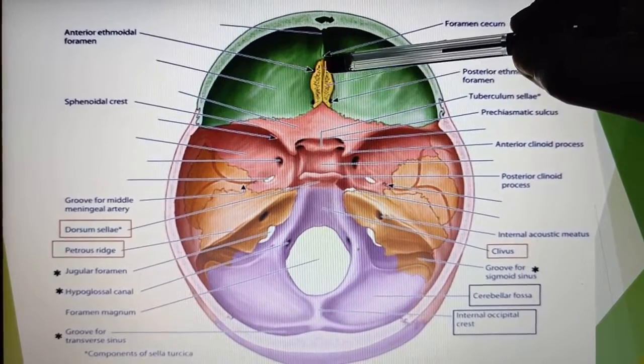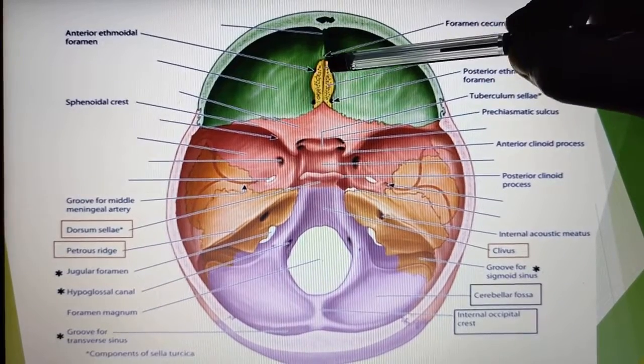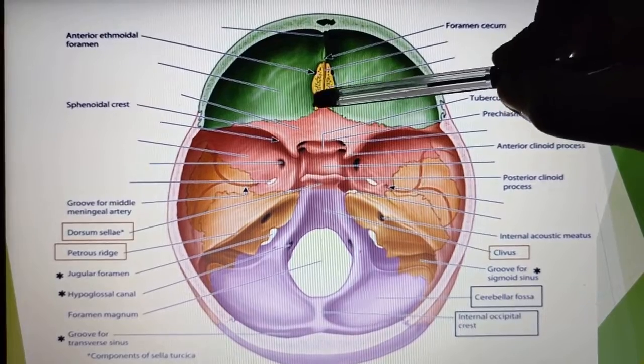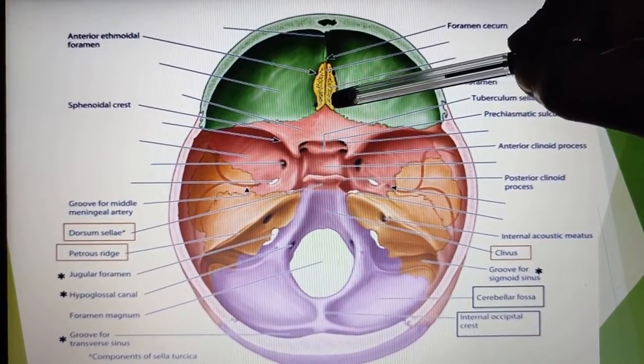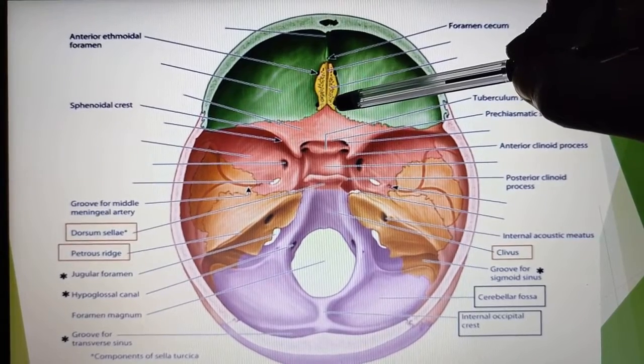So anterior to the cribriform plate of the ethmoid, we can see the anterior ethmoidal canal or anterior ethmoidal foramen. Posterior to the cribriform plate of the ethmoid, we can see the posterior ethmoidal canal, which transmits the posterior ethmoidal nerves and vessels. Is it clear?